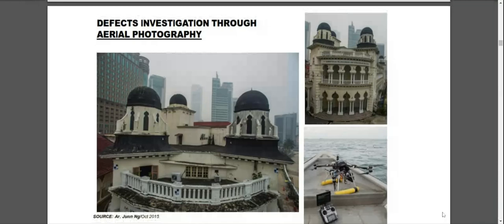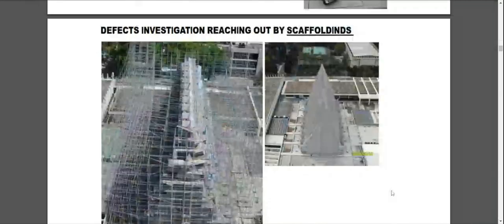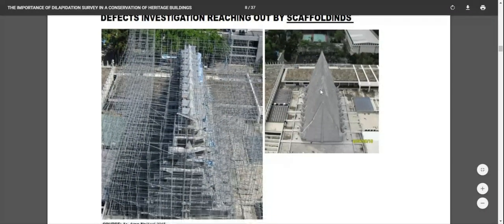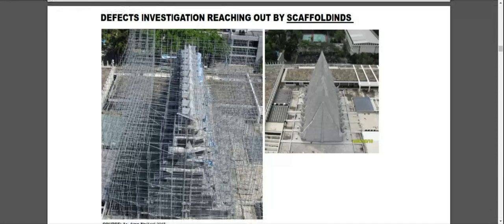And this is the drone. And this is how the defects of a rooftop investigation are reached by using scaffolding. And this photo is showing the roof of the Parliament buildings, our Parliament buildings in Kuala Lumpur.